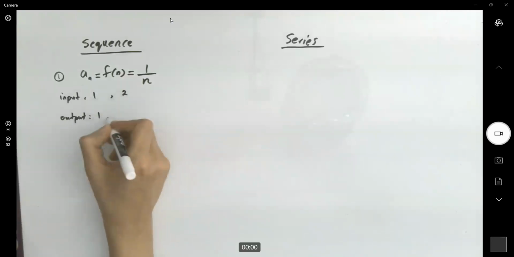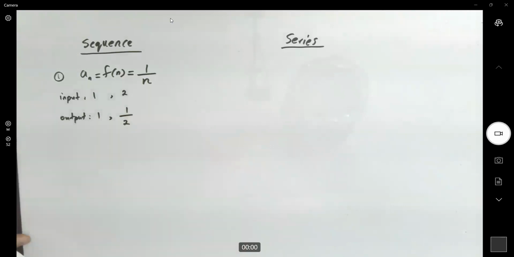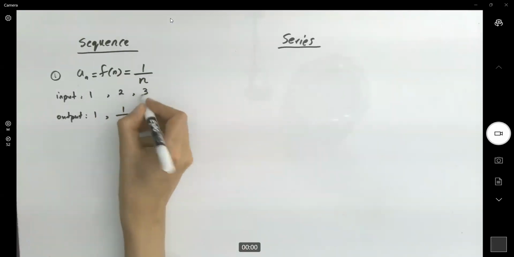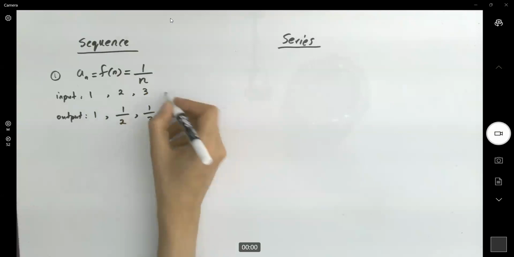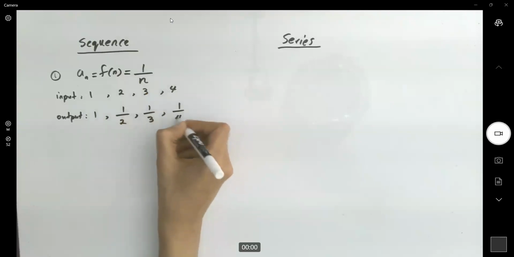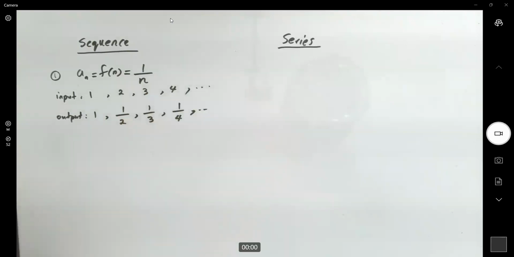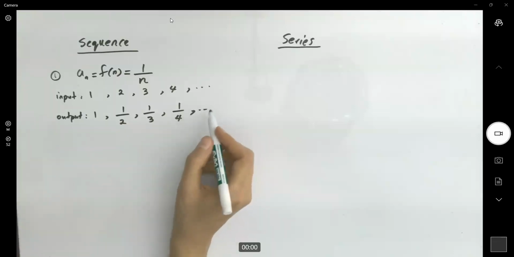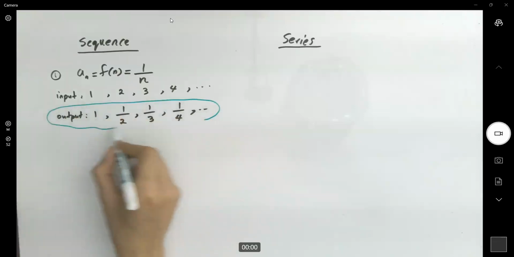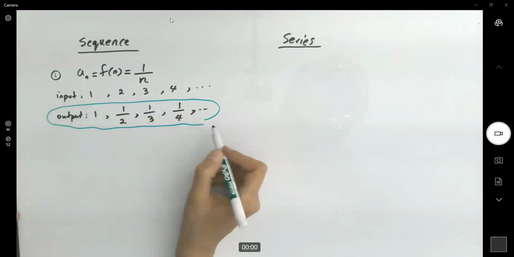If input value is 2, output value is a half. This is what we saw before. Input value is 3, output value is a third. Input value is 4, output value is 1/4, and so on. All right, so these are the terms of your sequence. These are representing your sequence, the output values.